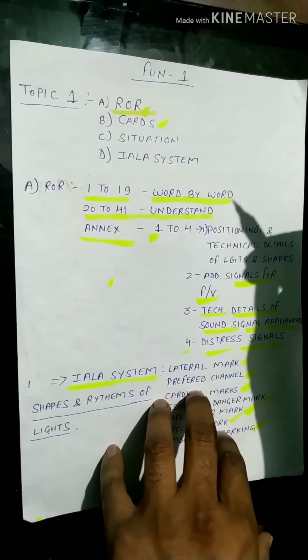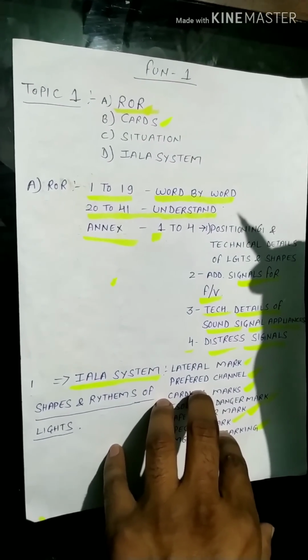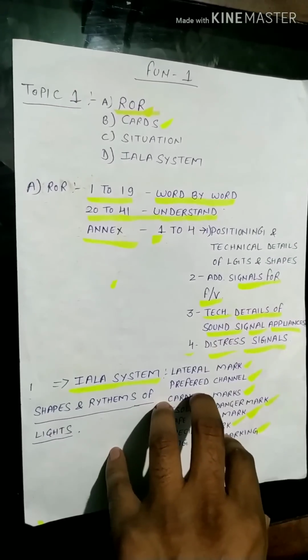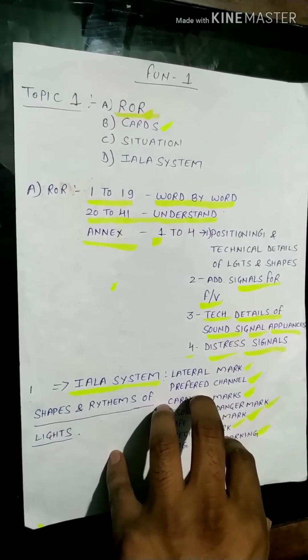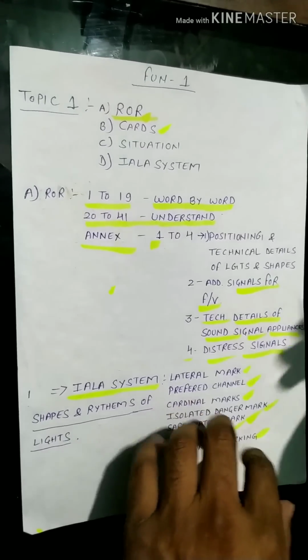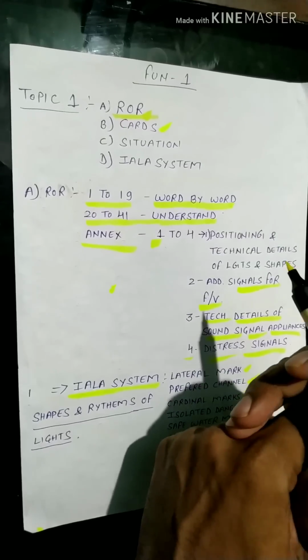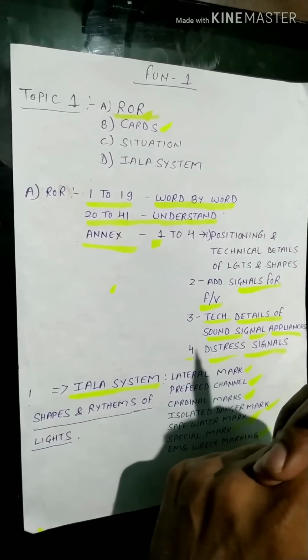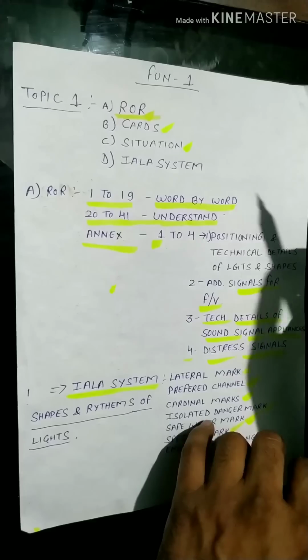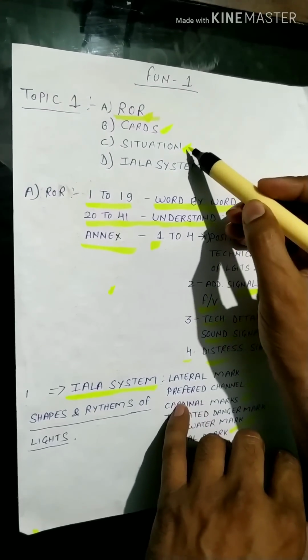Next topic is ROR cards. In ROR cards, 3 types of cards are there: day cards, night cards and voice cards. These cards you have to learn by heart word by word, because surveyors want to listen word by word. Next is situations. Situations you have to do in a group, then only you can clear the situation.